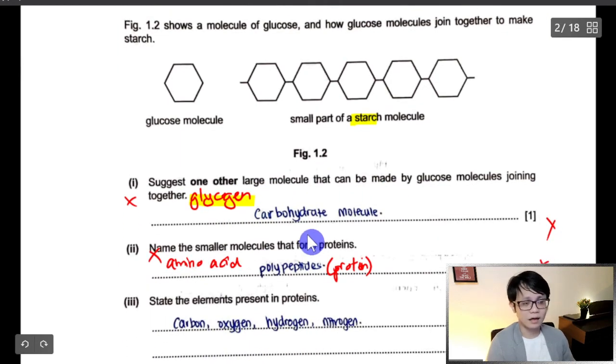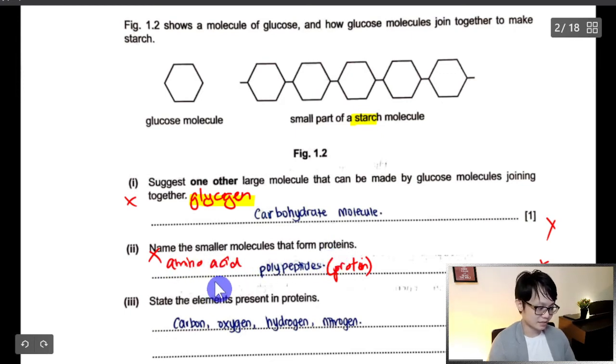Of course, carbohydrate also will be broken down to glucose, but when we are talking about complex molecules from glucose, we are referring to starch or glycogen usually.